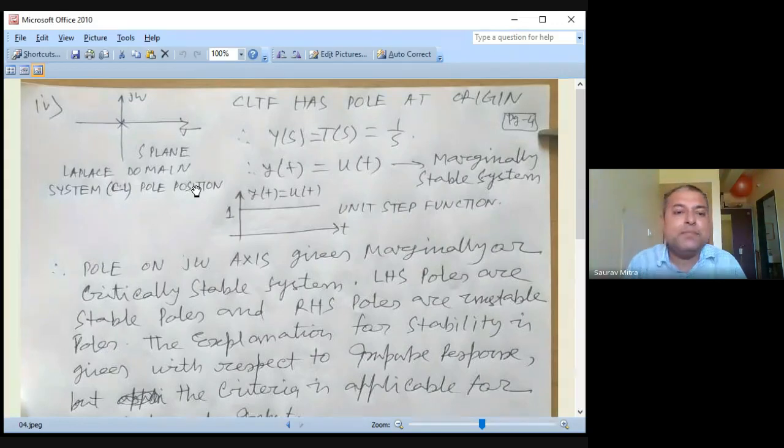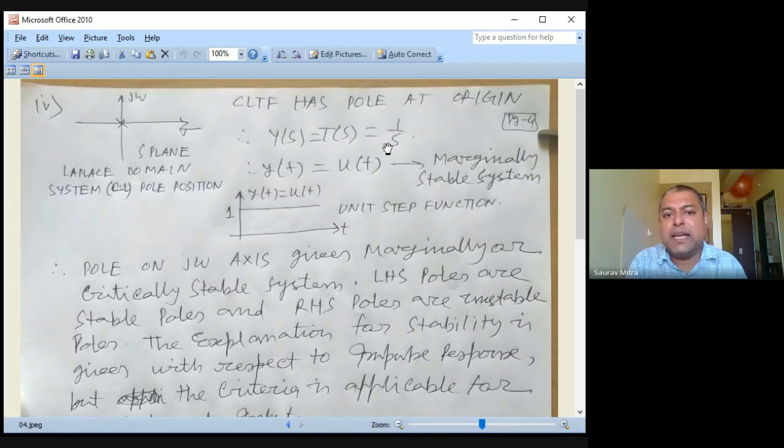Pole is in the right side. Pole is in the left side means the system is stable because the area under the curve will be finite. If the pole is on the j omega axis, so this is called 1 by s. So 1 by s means, where is the pole position? So s is equal to 0.